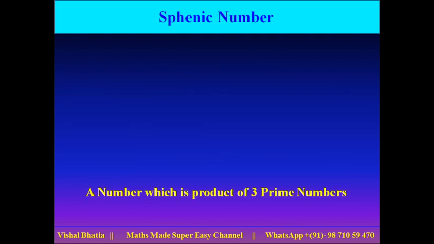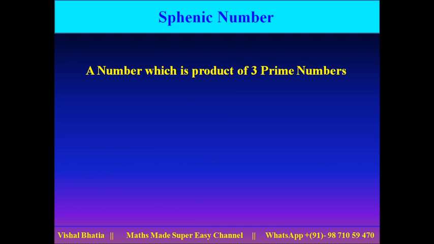What is a sphenic number? It's a number which is the product of three prime numbers, three different prime numbers actually. The smallest sphenic number in mathematics is 30, which is a product of 2 multiplied by 3 multiplied by 5. And these are the starting three prime numbers. So obviously the product would also be the smallest sphenic number.